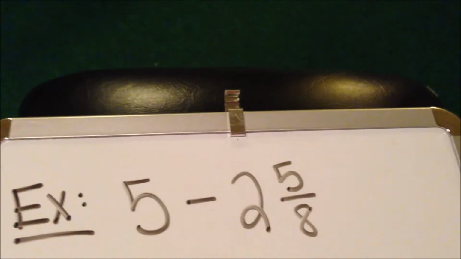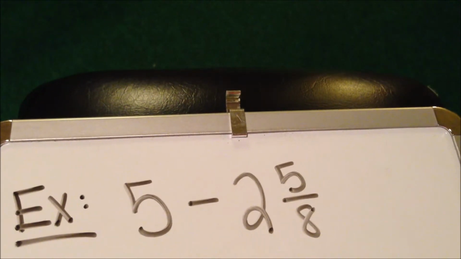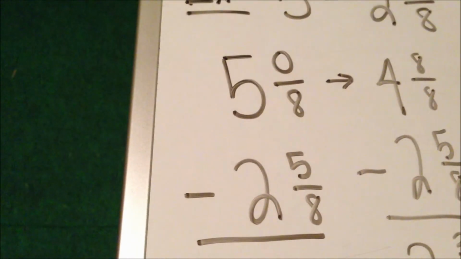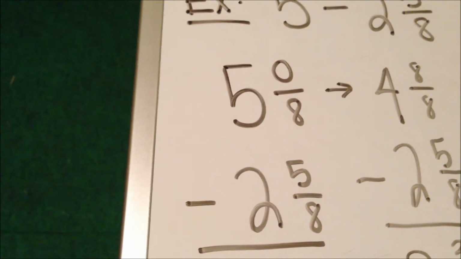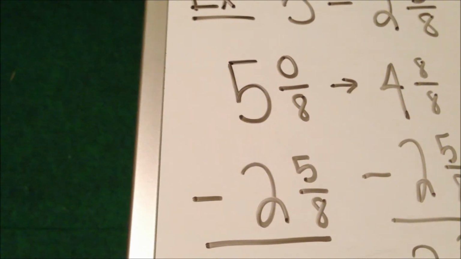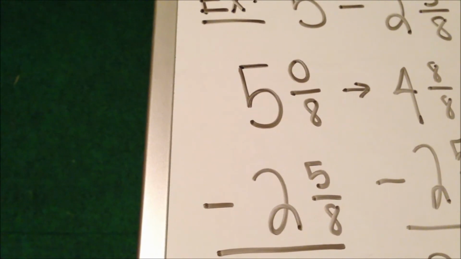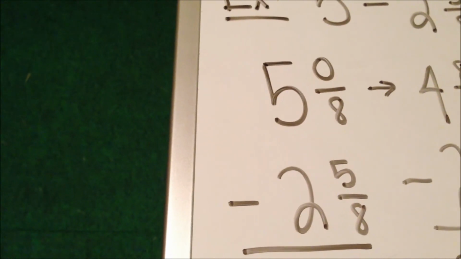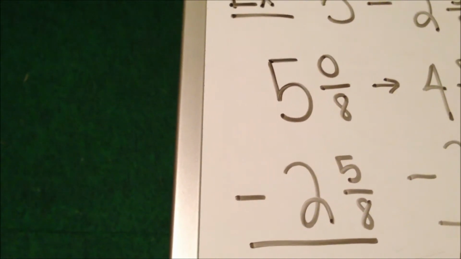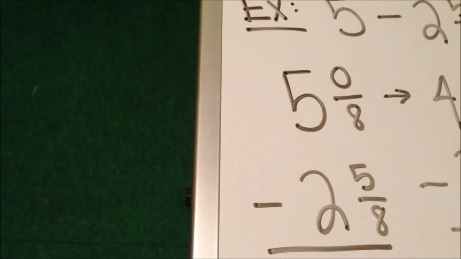5, which is a whole number, minus 2 and 5/8. Okay, what you can do is think of 5 as 5 and 0/8, because 5 plus 0/8 is 5 plus 0, which is 5. A little bit of manipulation. Now, if we tried to subtract, we'd have 5 minus 2, which is fine, but we would have 0 minus 5, which again gives us a negative number. So in this case, it would be negative 5. So what you want to do is use the borrowing method.